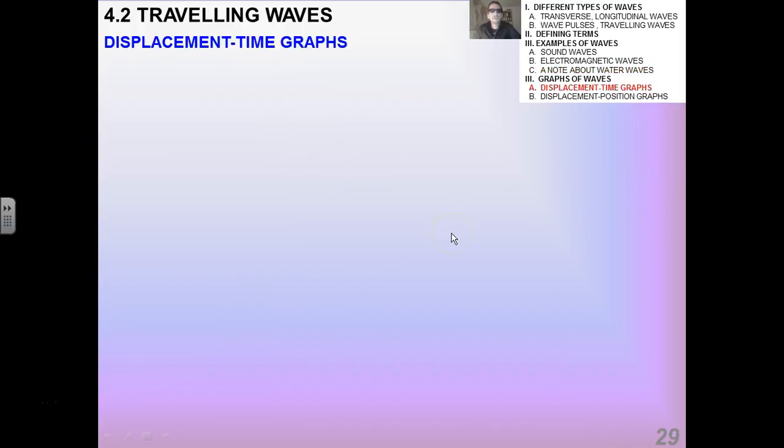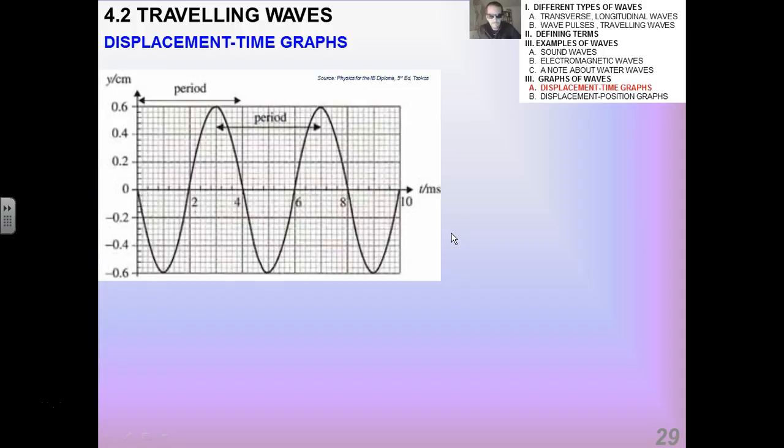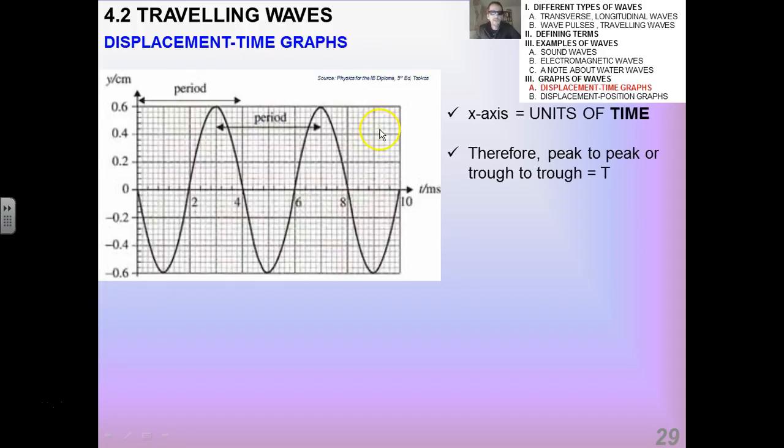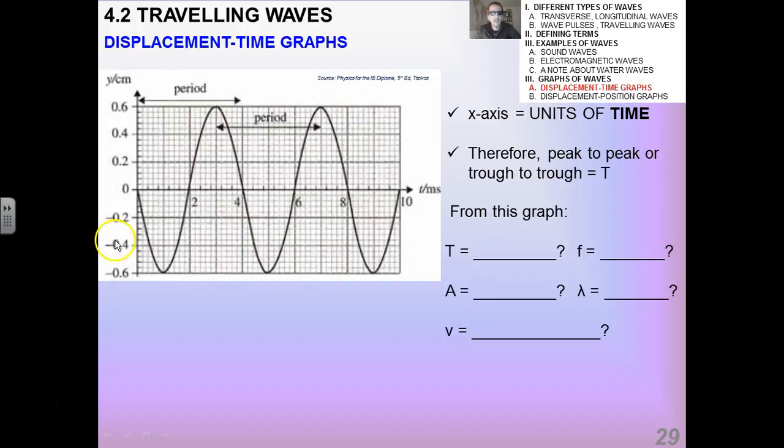Okay, I want to talk about graphs in a little more detail. Displacement-time graph, okay? Obviously, we know that the x units, the horizontal units, are units of time. Therefore, peak to peak or trough to trough gives us the period, okay? So from this graph, see if you can figure out what the period, the frequency, the amplitude, the wavelength, and the velocity are. See if you have enough information here to do this by pausing the video and trying it on your own.